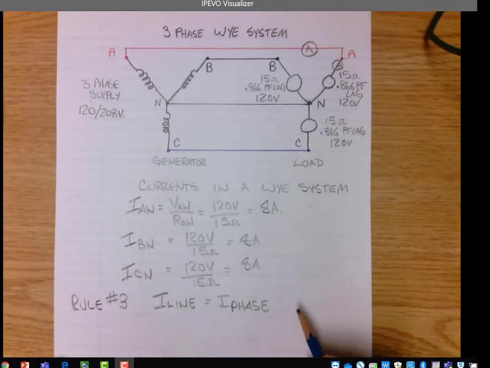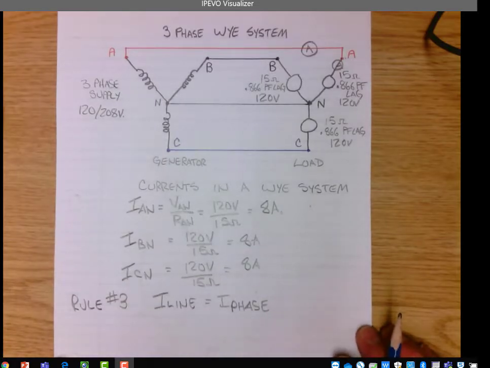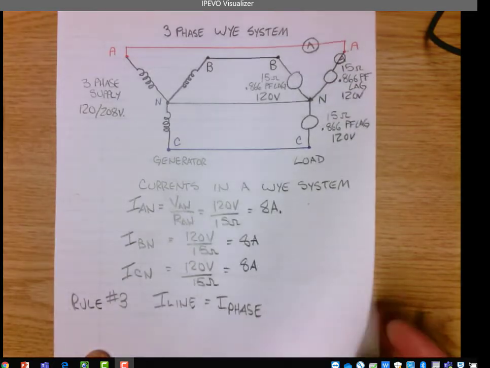Okay, now that we know the currents in this Y system, we're going to put the currents and the voltages together on a phasor diagram to show everything for this system.